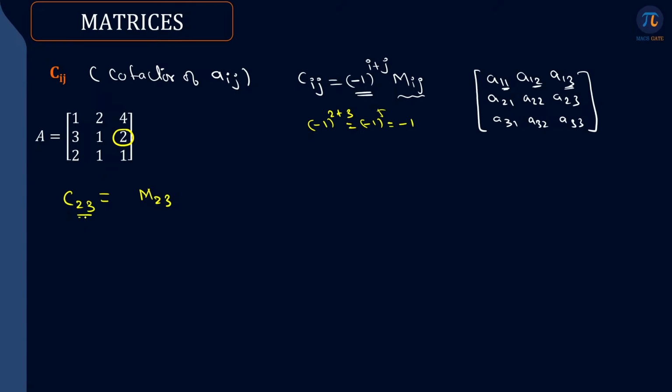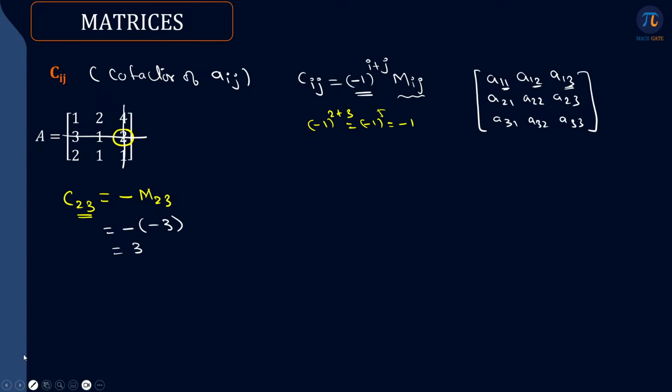If sum is odd, you get minus sign. And you already know how to find the minor. For minor, you have to remove the row and column. Remaining submatrix determinant, that is 1 into 1 minus 2 into 2, that is 1 minus 4, that is minus 3. Minus of minus 3 is plus 3.